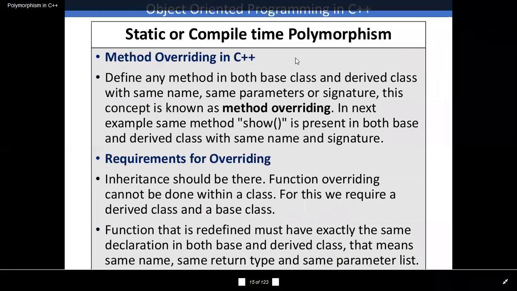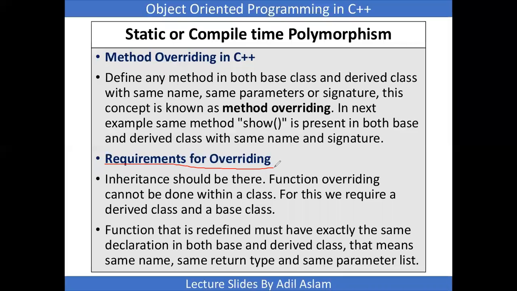Before going to the overriding, the first thing you have to know is what the requirements for overriding are. I have asked these questions to some of you, and you couldn't answer during the Viva. So first of all, what is overriding? When the parent class and the derived class have a function or method with the same name and same parameters or signature, this is called method overriding. The parent class, that is our base class, and the derived class or child class have a function with the same name, same parameters and signature, that we call method overriding.